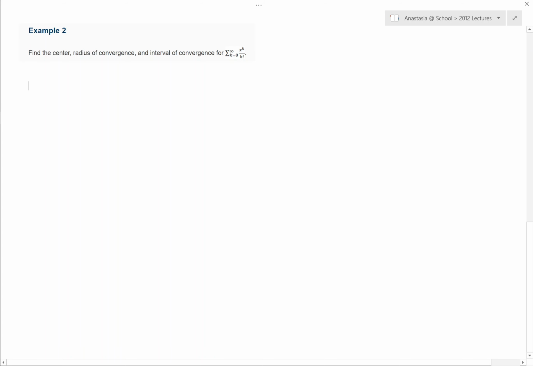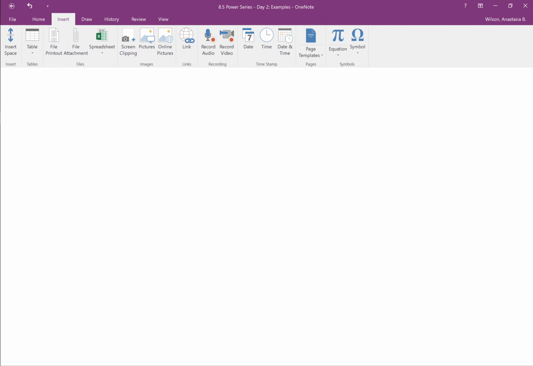Hello, in this video we are continuing our discussion of section 8.5 on power series. We're on day 2, so we're talking about some different examples. Example 2 says to find the center, radius of convergence, and interval of convergence for the sum from k equals 0 to infinity of x to the k over k factorial.